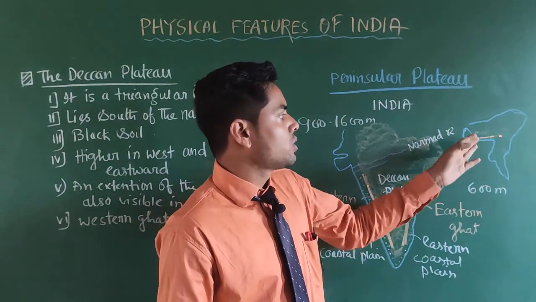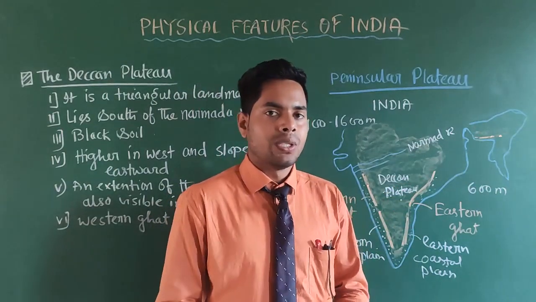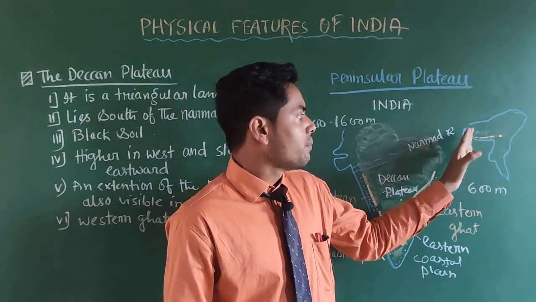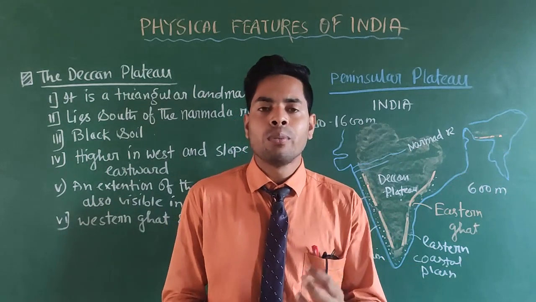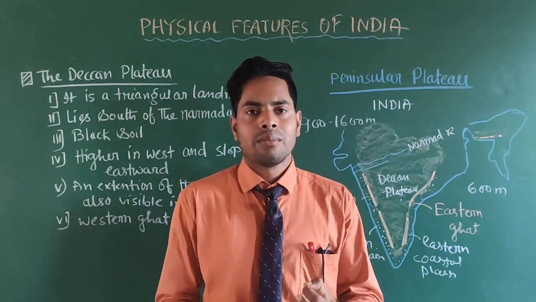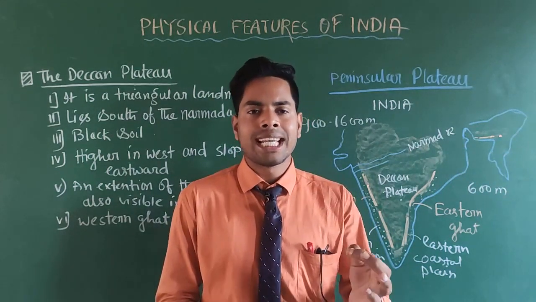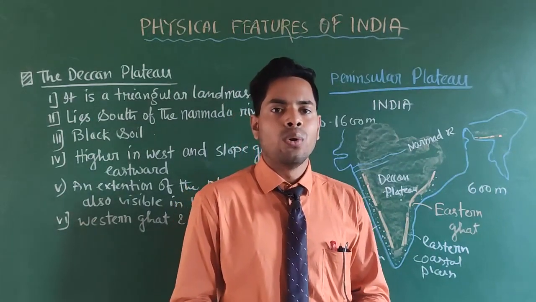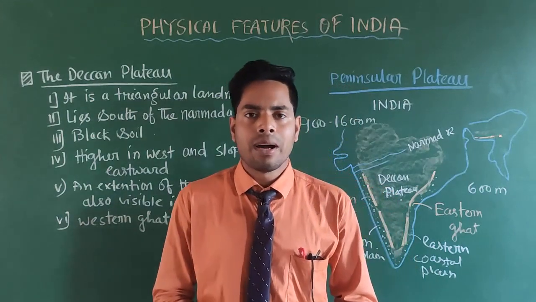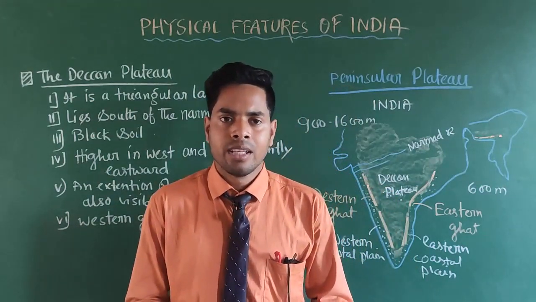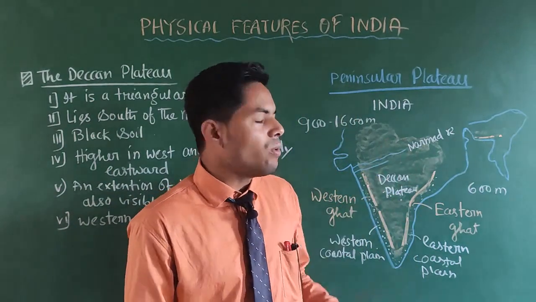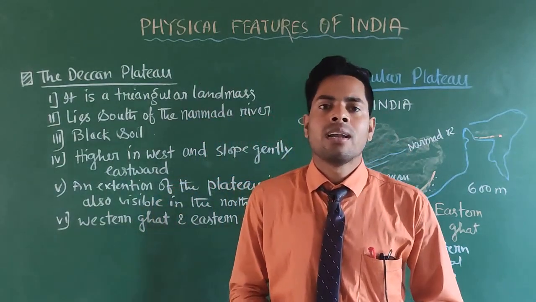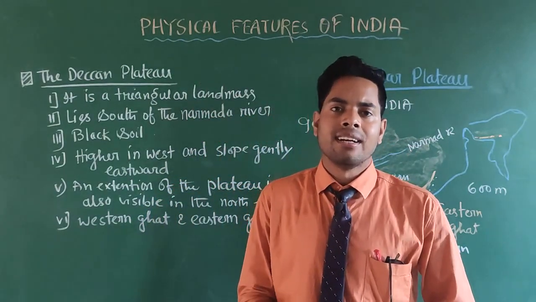And the further extension is visible in the northeastern part of India, also known as the Meghalaya Plateau region. In Meghalaya, from west to east, we find prominent hills. First of all Garo, second Khasi and Jaintia. These hills are located in the northeastern part of our country. So this is about the Peninsular Plateau of India.